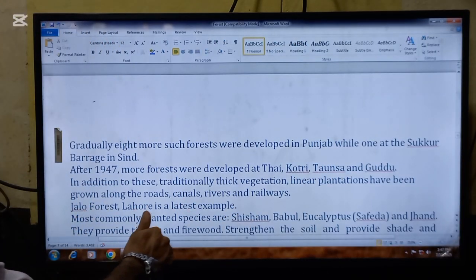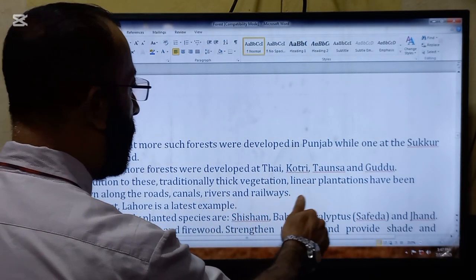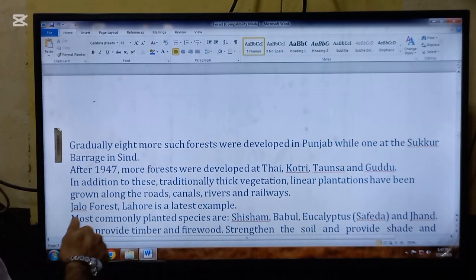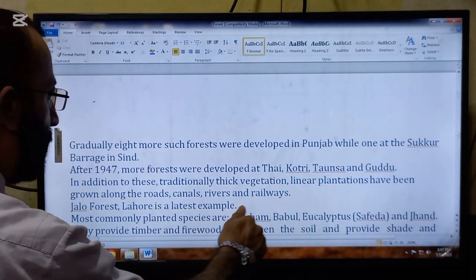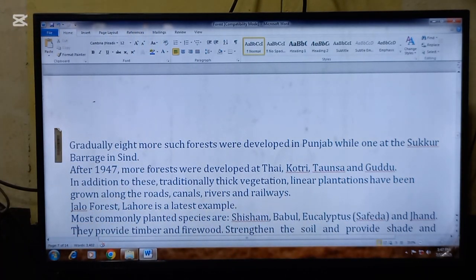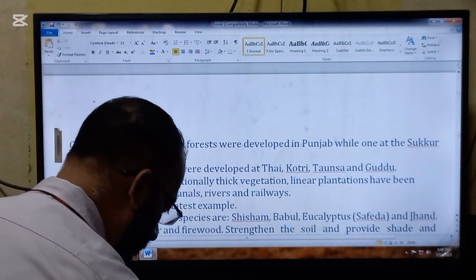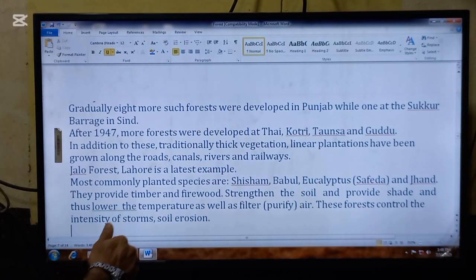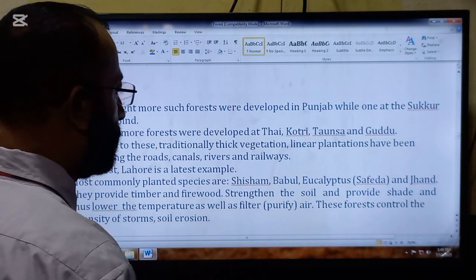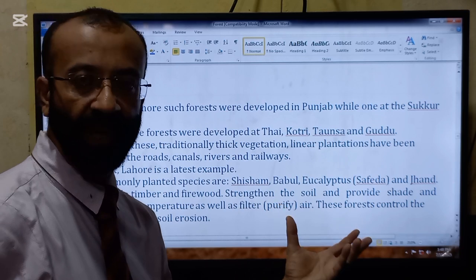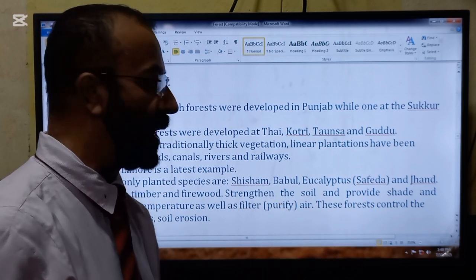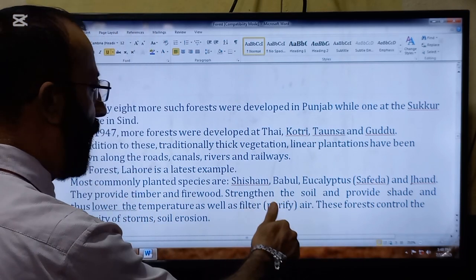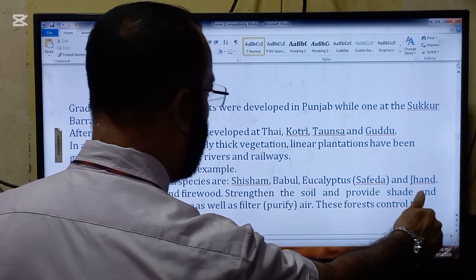In addition to these, traditionally thick vegetation, linear plantations have been grown along the roads, canals, rivers, and railways. Yellow Forest Lahore is our latest example. Most commonly planted species are shisham. So these are the species available in man-made forest: shisham, babul, eucalyptus, feda, and jhand.